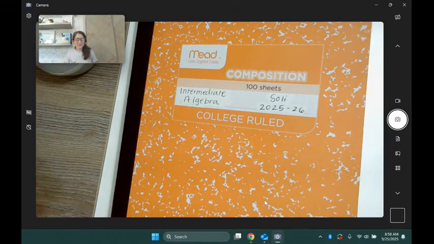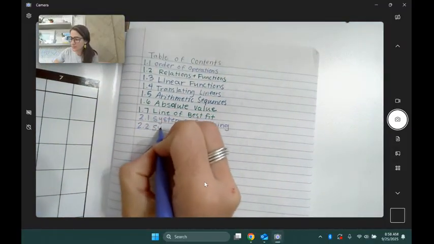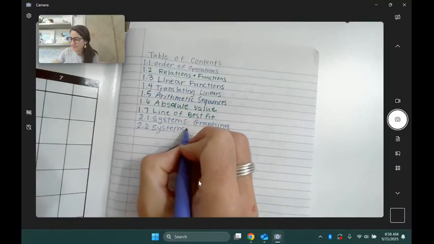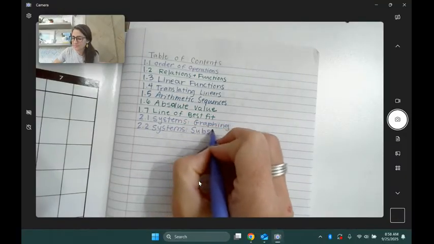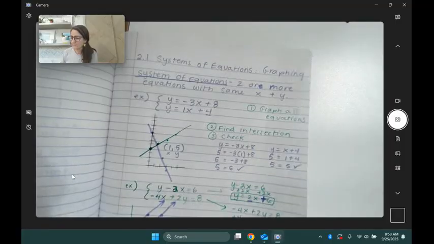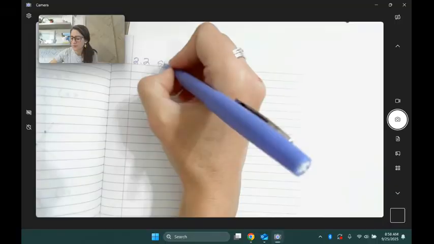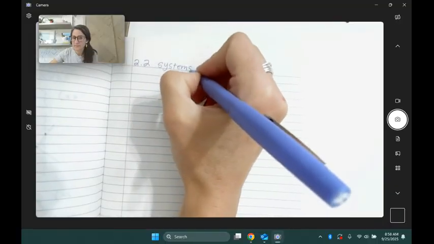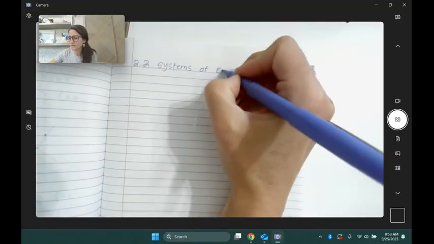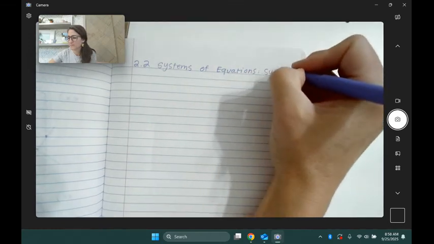Hey, Intermediate Algebra, Miss Soli here with Unit 2, Lesson 2. We are still on systems of equations, but this time substitution. There are 3 total methods for systems, so we're going to go over each of the 3. This is 2.2, systems of equations, substitution.